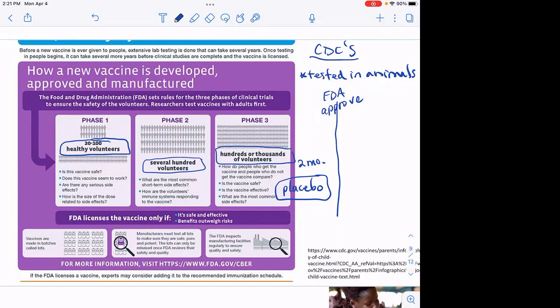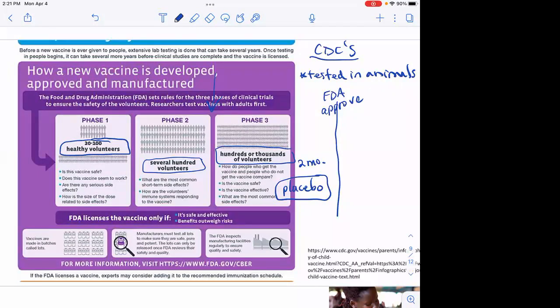I understand that they did start phase 2 before phase 1 was quite done, and they started phase 3 right before, you know, they kind of squished them together, but they did them all. In Russia, they started administering to the general population after phase 2. They didn't even do a phase 3. So that's why a lot of people were not willing to get the vaccine in Russia.